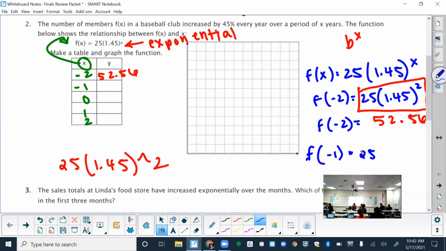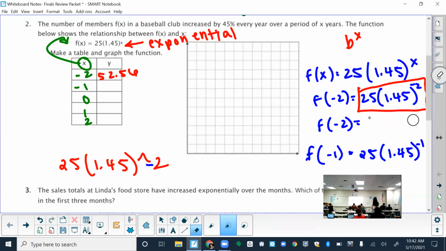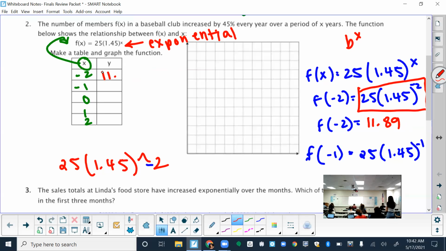So keep going for the rest of the x values. Oh, and I forgot to put a -2, sorry. So would that change it if it's a -2? Okay, what is it? 11.89. Sorry, guys, forgot the negative. 11.89 is what goes here. And for the positive 2, we entered that one, it was 52.56. When it's negative, it's 11.89.